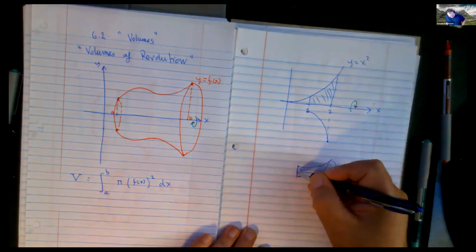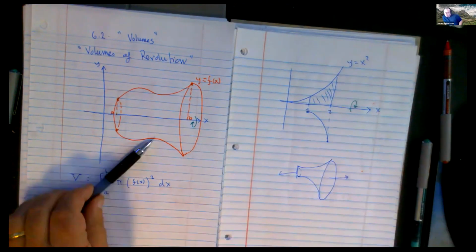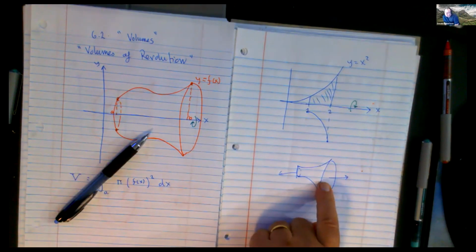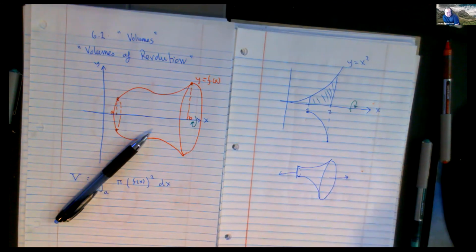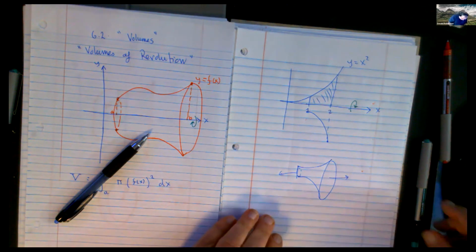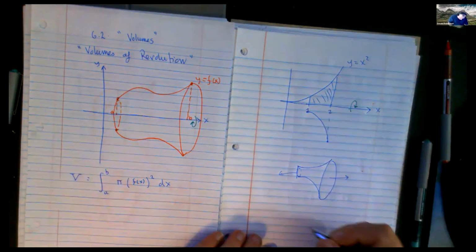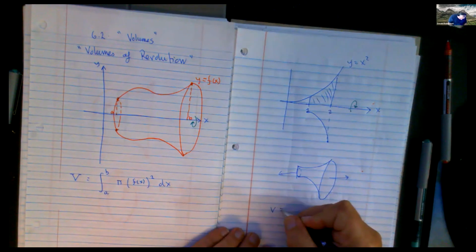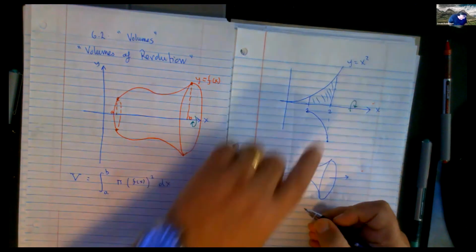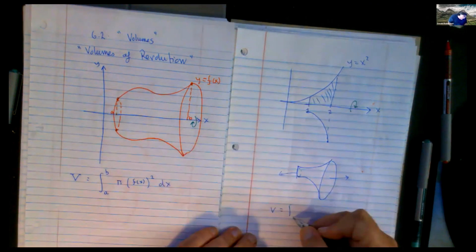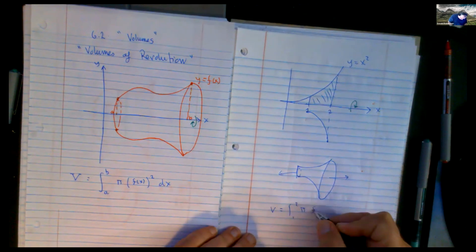You get a vague idea of what the solid shape looks like, even if I can't draw it well. We would like to know the volume of that shape. Well, it's going to be the integral from start to finish, so that's 1 to 2, pi f of x squared.